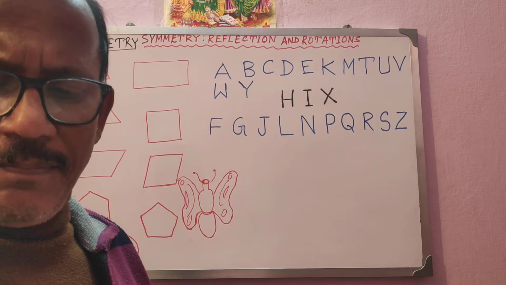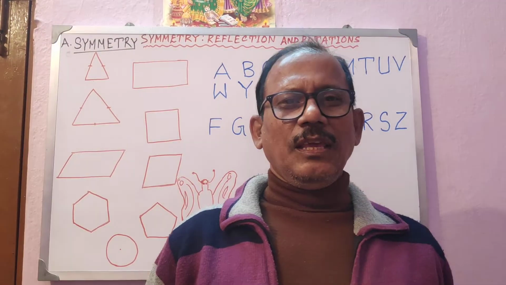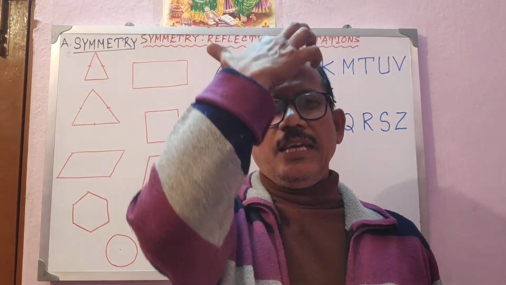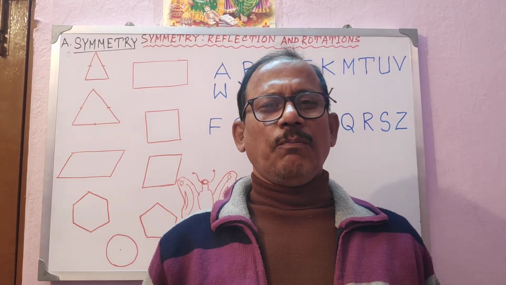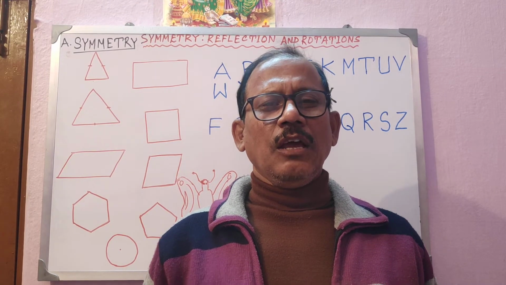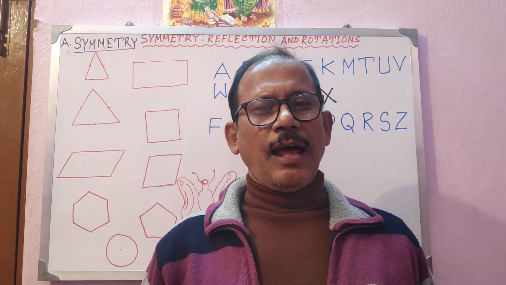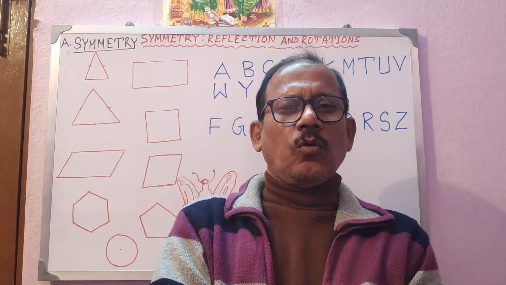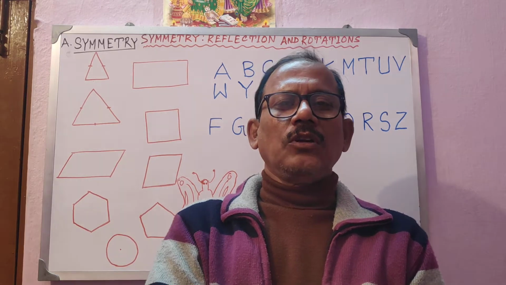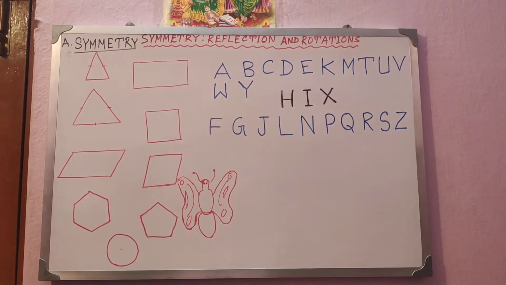That means, you see, I am standing in front of you. If you imagine drawing a line exactly between the nose and between my two legs, both the parts of the body will be identical. That means both the parts of the body will have the same shape and size, and if you place one part over the other, that will completely superpose. That is the example I have taken here.